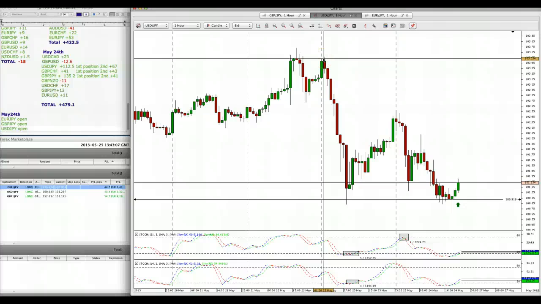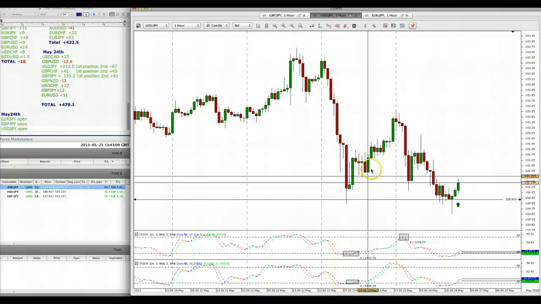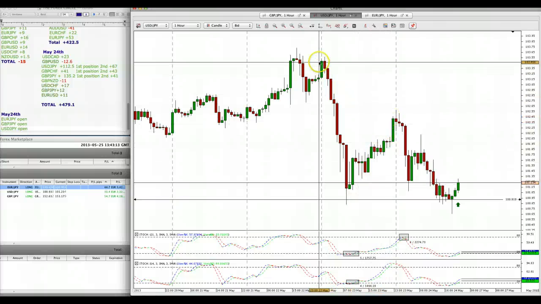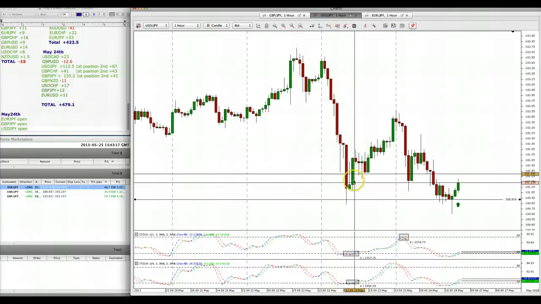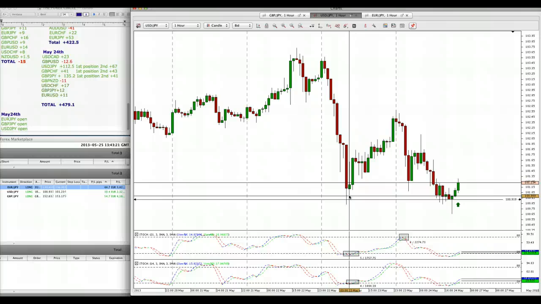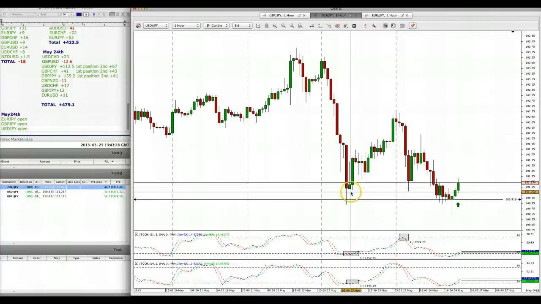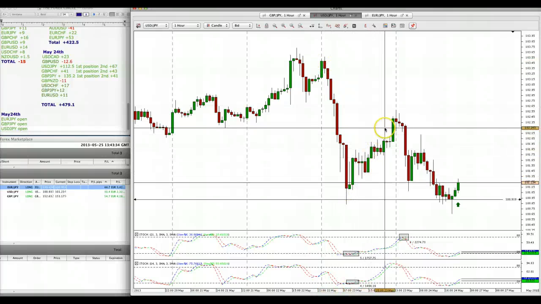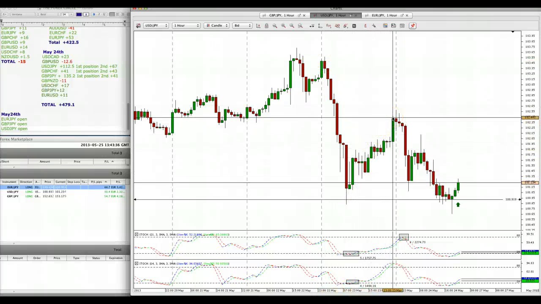So for the past 2 days, I was lucky enough to capture these trades, but you have to be at the computer if you're going to be trading off the 1-hour chart. So how do you do that? Well, number one, check at the top of the hour and check at the beginning and the opening of each session. So this is Asian, this is London, and this is the end of the New York session.